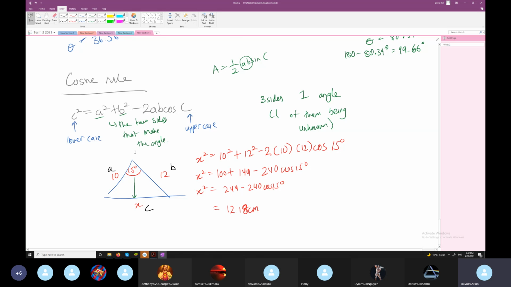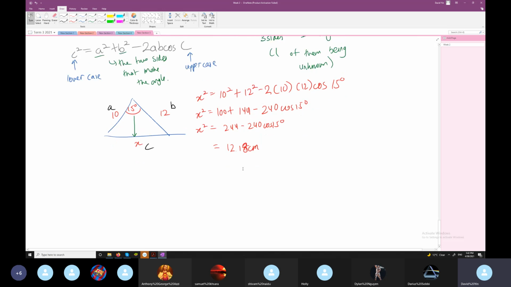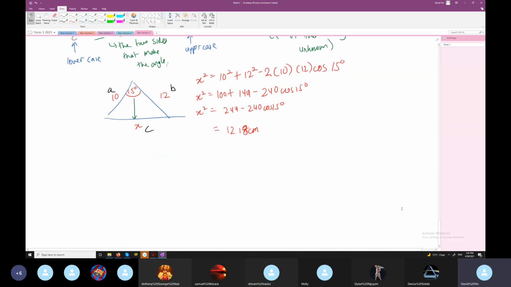That is where a lot of people go wrong when they're using this formula. I would say most of this is pretty straightforward. The only thing that people get wrong is not knowing which side is A, B, and C. Once you know which side is A, B, and C, it's pretty self-explanatory how to do this. So let's say we got this triangle here.